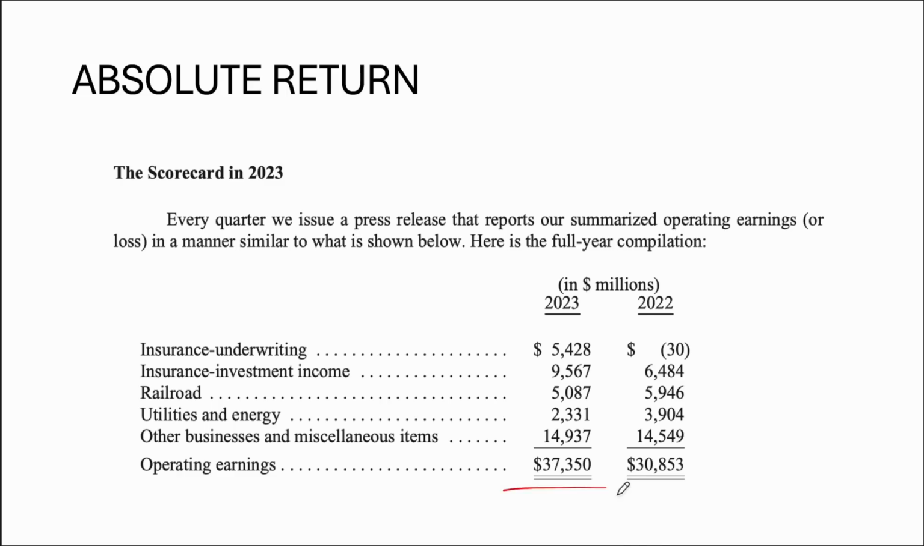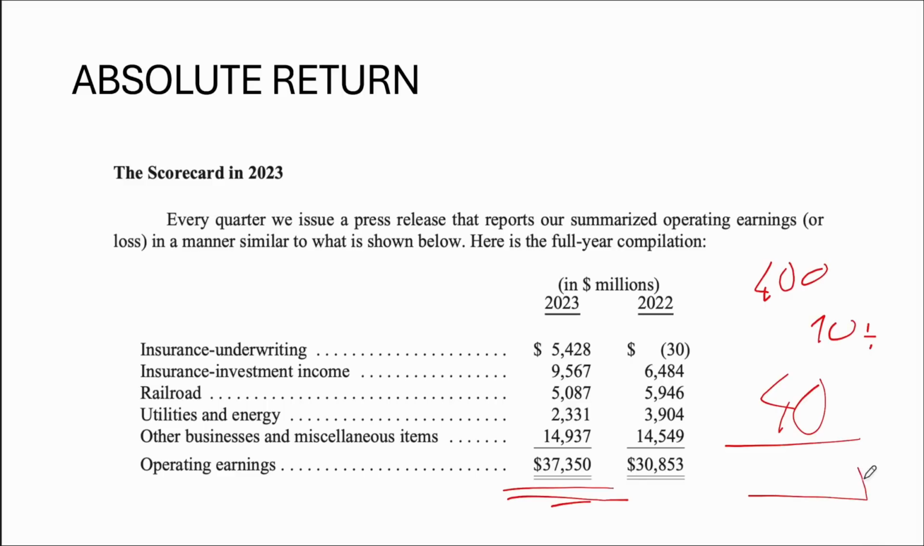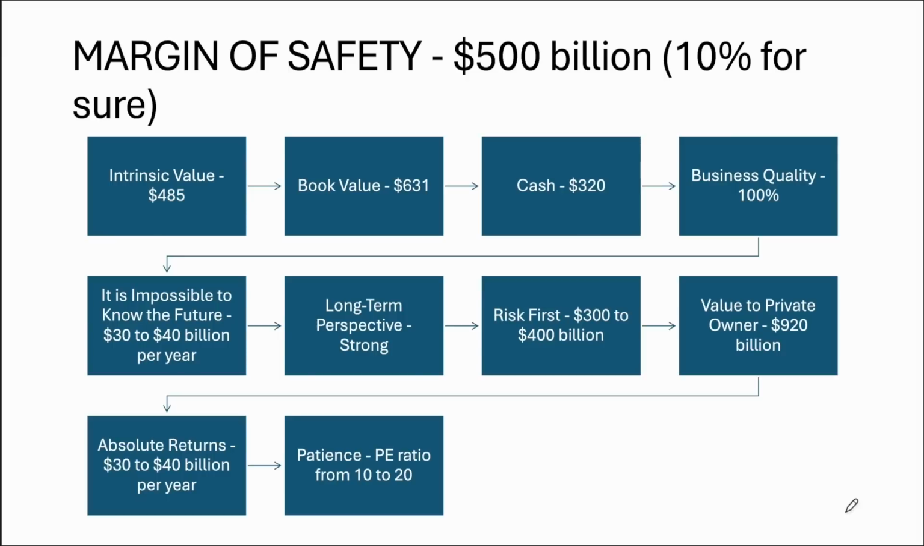Patience on Berkshire: the P ratio from 10 to 20, now it's 25. Berkshire is therefore on the expensive side. Absolute return, I think with the stock market, we are at 40 billion. Of course, if the price is 400, then you get a 10% return, and everything else is free upside, as we discussed. Here is the summary of Berkshire.